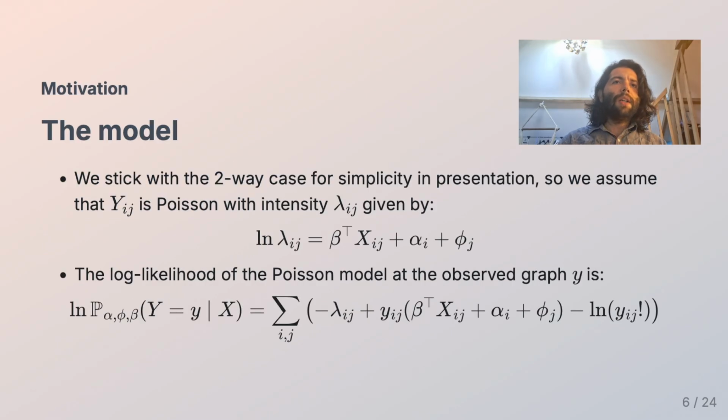So, just to be clear, we stick here with the classical model in the gravity literature. We model the intensity of each node as a Poisson with a log intensity in this form here. Of course, for clarity in this presentation, I will stick with the two-way case, but everything that's going to be said here generalizes to the multi-way case. And we have also implemented the method for the multi-way case. It's really just for simplicity in presentation.